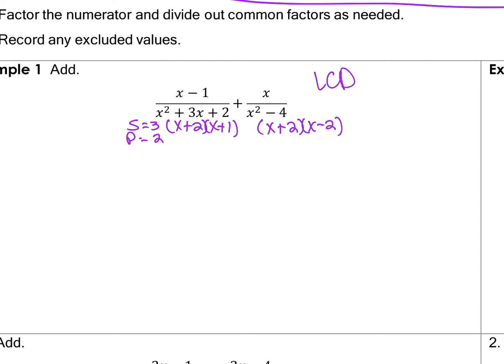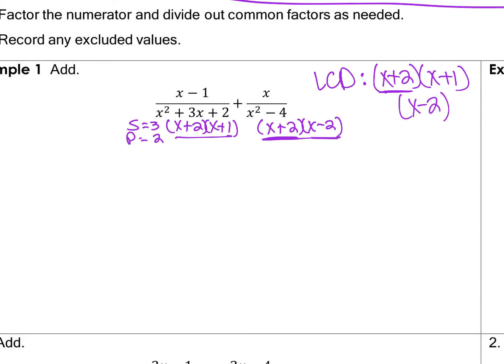So the LCD, you're always looking at your first denominator that's factored, and you will include the whole entire denominator from the first one. Now looking at the second denominator, notice I already have the x plus 2 in the LCD, so I don't need to bring it over, but I do not have an x minus 2, so I do need to include that in my LCD. So we want the denominators to match. So we want the denominators to be all three of those factors.